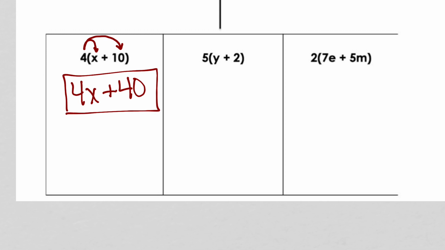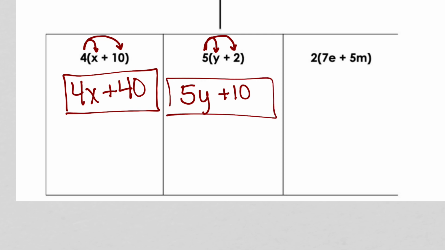All right, let's look at this one. 5 times y. What do I get? What's my next thing that I multiply? 5 times 2 is 10. Positive or negative? Positive.